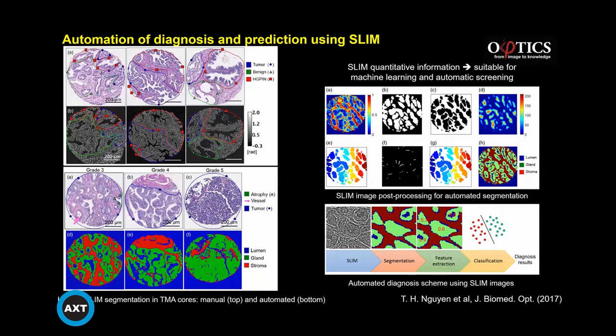Combining SLIM with machine learning, in automatic screening you can get this whole prediction power on your side. This is still a work in progress, but you can still, for example, make prediction and diagnosis of cancer at a later stage.